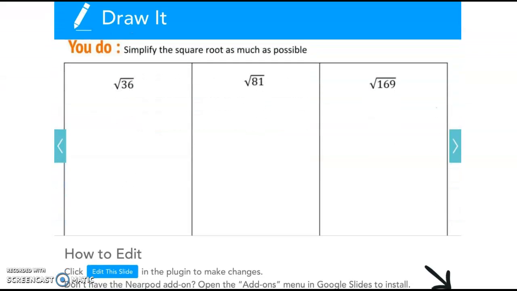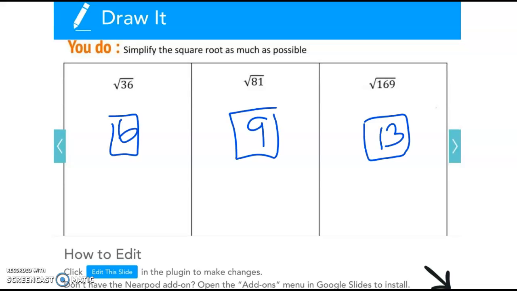At this moment, I want you to pause the video. I want you to see if you're able to give me the square root of 36, the square root of 81, and the square root of 169. And the square root of 36 is 6, and the square root of 81 is 9, and the square root of 169 is 13.